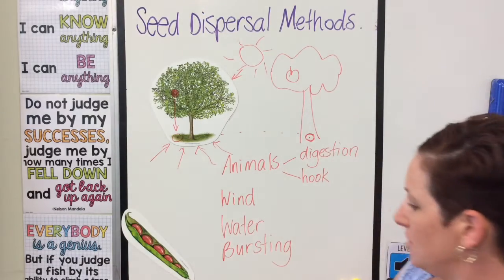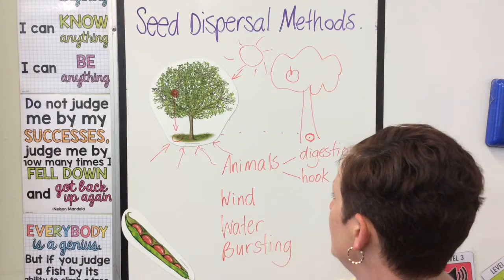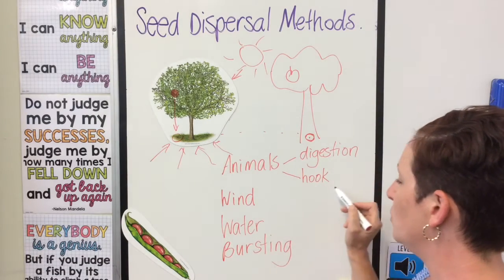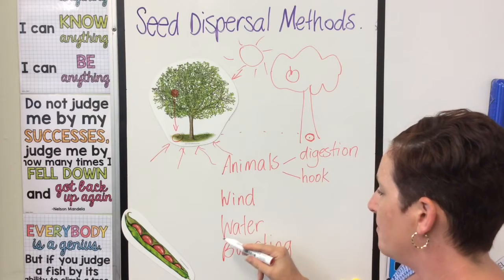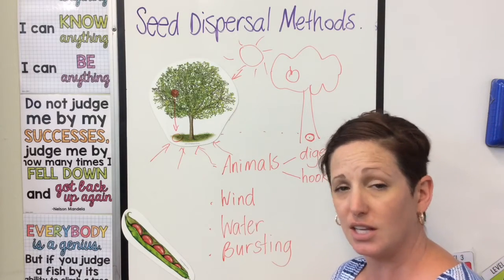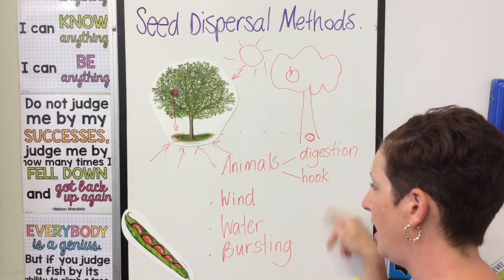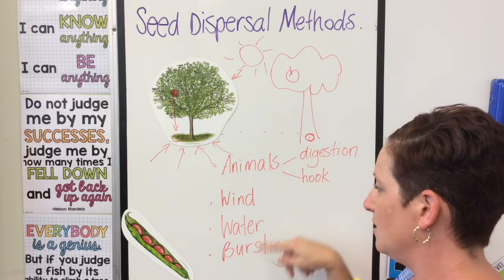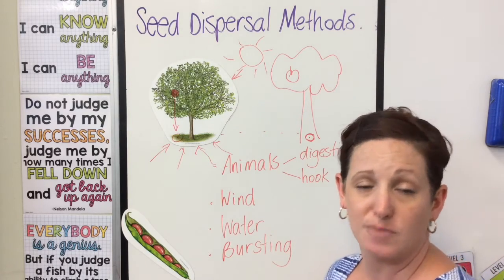So these are the main seed dispersal methods: by animals, by digestion or hook, by the wind, by the water, and by bursting. And we are going to do an investigation in class to see how these seeds do get dispersed with those methods.